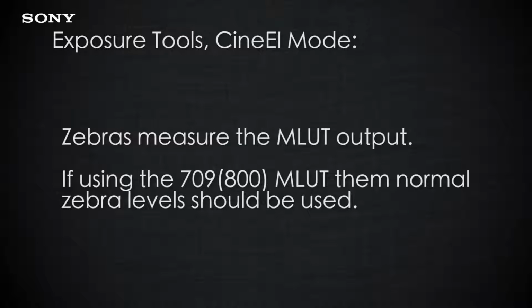In the Cine EI mode, one of the nice things about the zebras is that they measure the LUT output. So if you're using the 709-800 to set your exposure in Cine EI, you can use your zebras in exactly the same way as you would in custom mode.